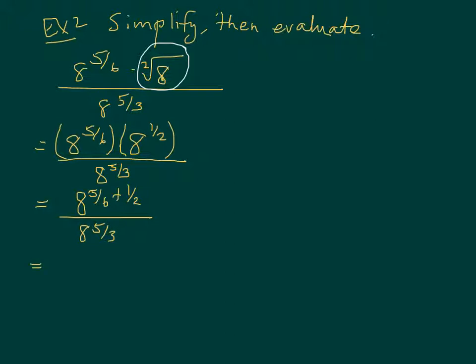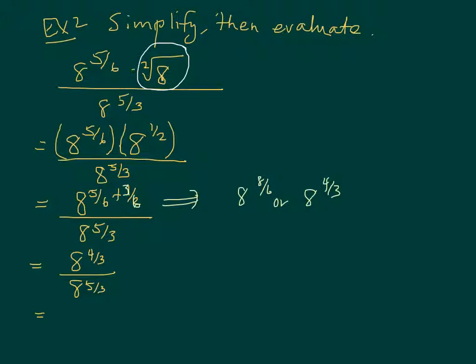Now let's go back and consider this. If I had 5/6 plus 1/2, I could rewrite 1/2 as 3/6. Thinking on the side here, I'm going to get 8 to the 8/6. I could also rewrite that as 8 to the 4/3. So we have 8 to the 4/3 divided by 8 to the 5/3.